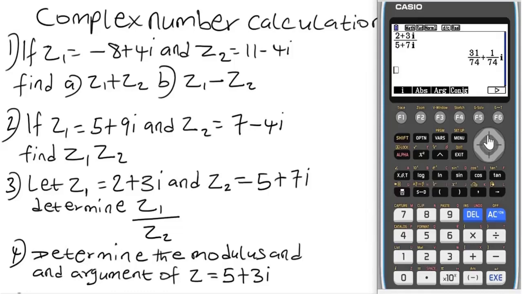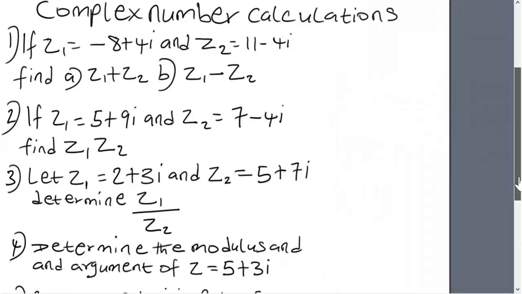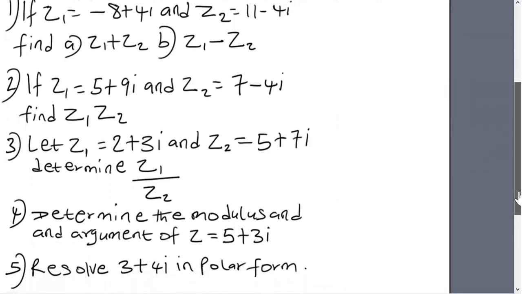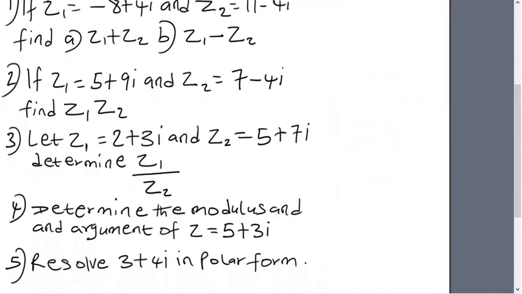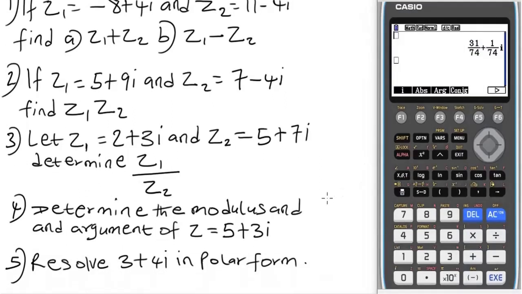Alright, so let's adjust this here, delete everything here. Okay, very interesting, guys. Now for question 4, well, let me scroll up. We are making progress. Okay, now for question 4, it says determine the modulus and argument of this complex number z equals 5 plus 3i.